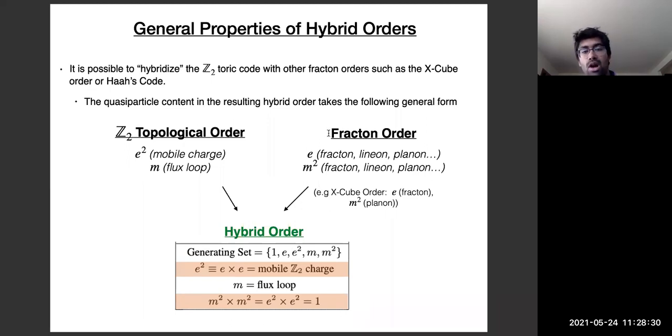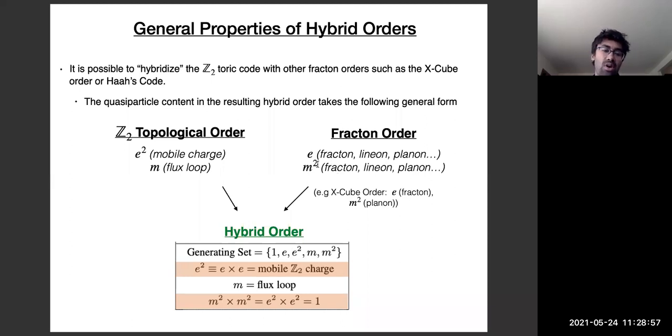And in the Fracton order I want to hybridize this with, I'll label one of the excitations in the Fracton order, say, I'll call it an E particle. This could be a Fracton, a linon, a planon, etc. And a conjugate excitation of the Fracton order I'll label as M squared. So as a very concrete example, in the X cube order, there's a Fracton and a conjugate linon excitation. And I can label one as E and the other as M squared.